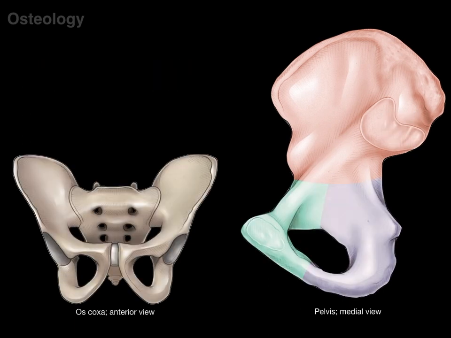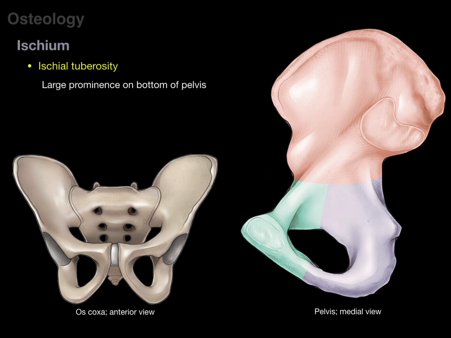Okay. Next, we're going to talk about the ischium and its bony landmarks. First, the ischial tuberosity. It's a large prominence on the bottom of the pelvis, also known as your sits bone, because this is the part that, if you're actually sitting down watching this video tutorial, is the part of your derriere that's touching your seat.